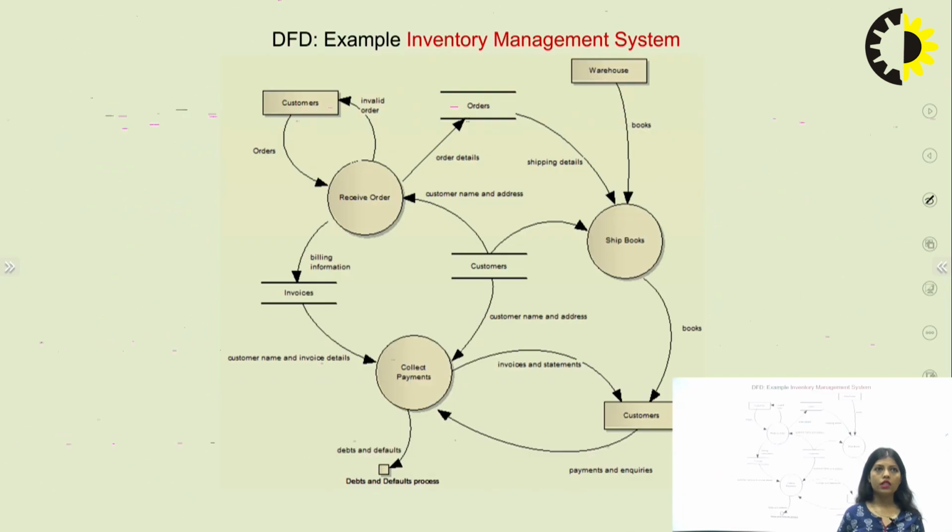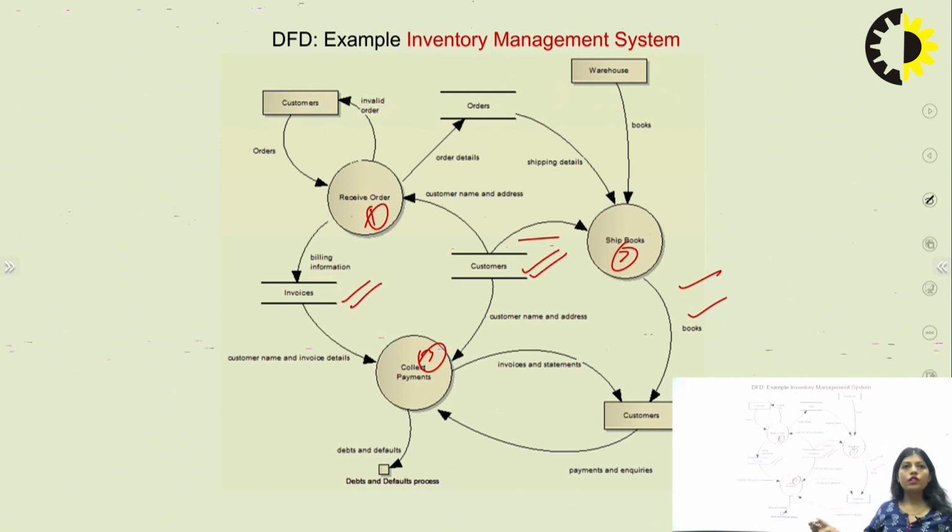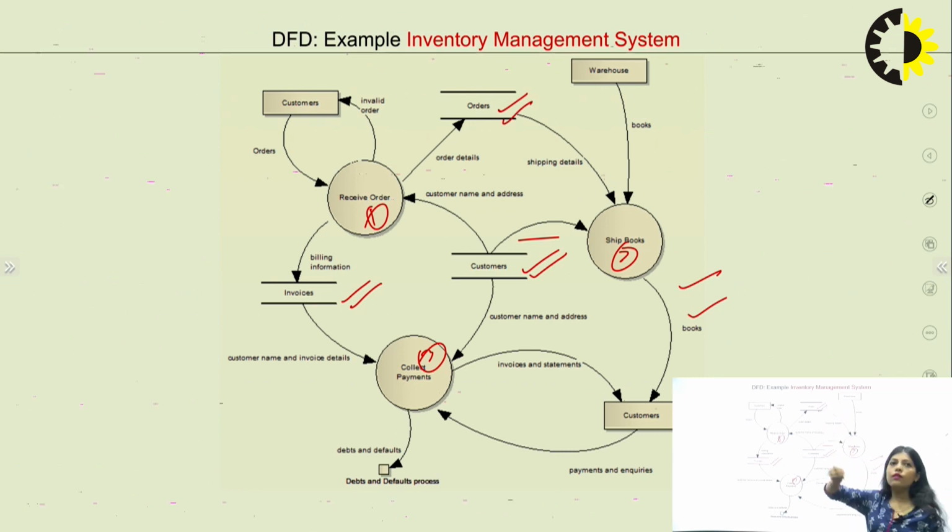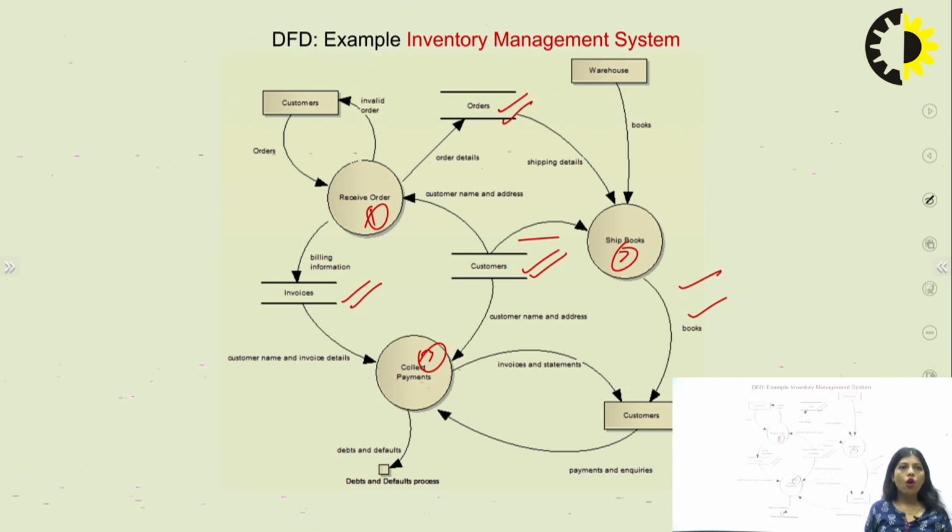This is an example of a data flow diagram of an inventory management system. In this diagram, we have three processes: first process, second process, and third process. This also shows the data stores, like invoices, where we store the information. In customer, we store the customer information. In orders, we have the information of the customers' orders, and these arrows show the incoming and outgoing flow.